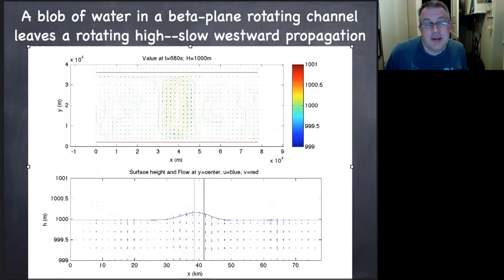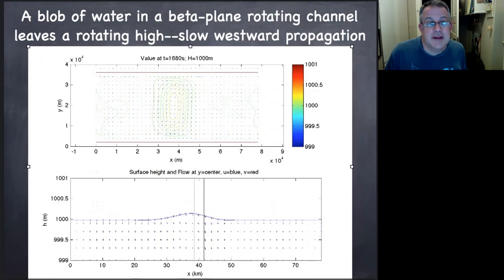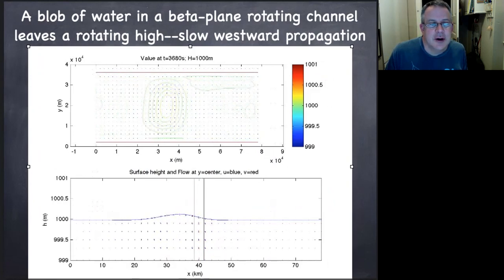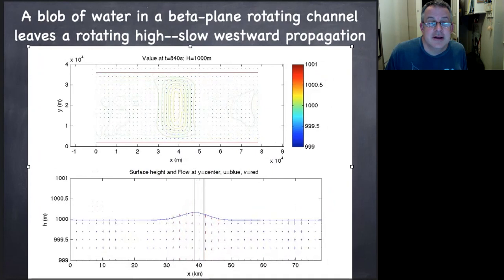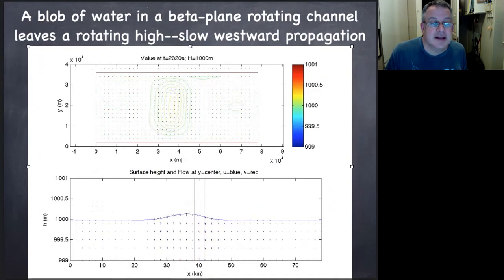And we could do the same blob drop in the channel, and we see now that we have a blob that stays behind, and we also had Kelvin waves that ran away. And if you look very carefully, you can see that this blob is drifting in one direction, which is because this is not just a rotating, this is a beta plane channel. So this way is north at the top, south at the bottom. This is a Rossby wave in a channel. We're going to come back to this as we talk more about Rossby waves.